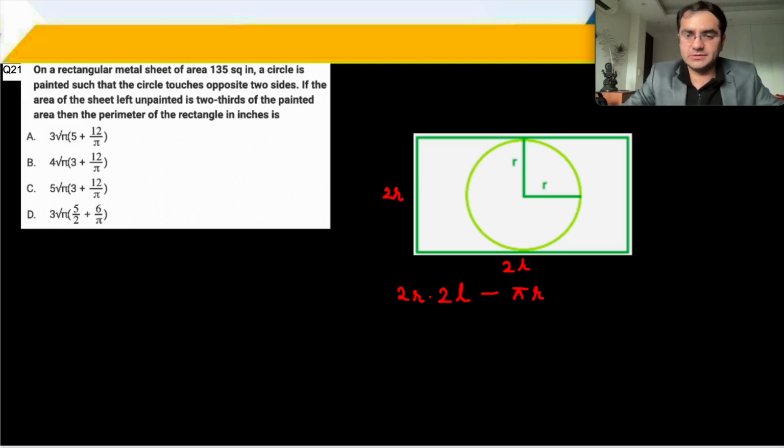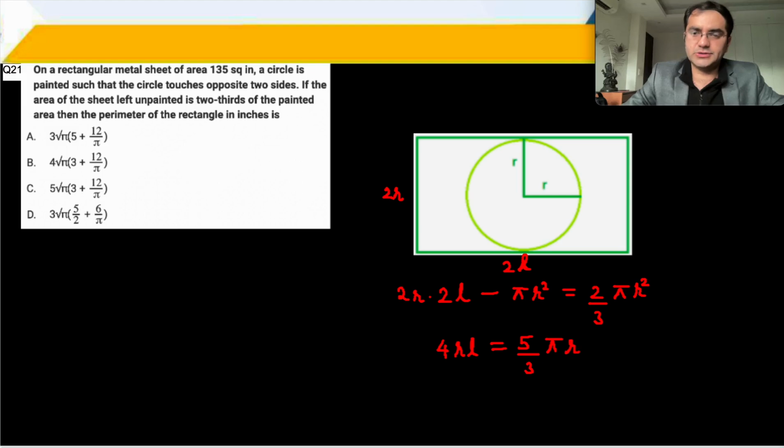The area left unpainted is rectangle minus circle. Circle is pi r square. Left unpainted is 2/3 of the painted area. What is the painted area? Painted area is the circle, right. Simplify this: pi r square goes on the other side, 4rl becomes 5/3 pi r square and r gets cancelled. Take 4 down, cross multiply, 3 4s are 12. So we get the value of l: 5/12 pi r.